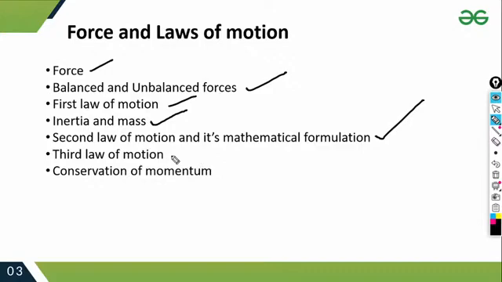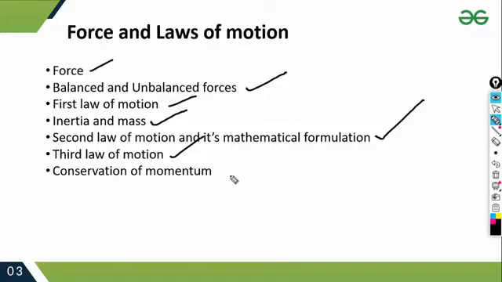Then we are going to see the third law of motion, which every one of you knows. When we are doing all these laws of motion, we will be seeing all the activities and the problems in each law. Topic-wise we'll be getting the problems, as we have problems in the books. I'll be covering those problems and the activities also, because that will help you understand the topics in a better way.